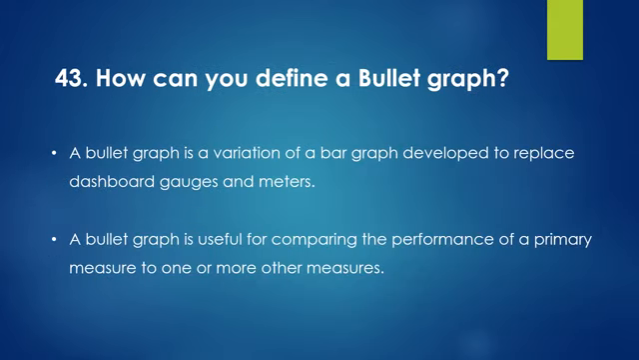How can you define a bullet graph? A bullet graph is a variation of a bar graph developed to replace dashboard gauges and meters. A bullet graph is useful for comparing the performance of a primary measure to one or more measures. For example, you have one primary measure and a secondary measure, and you want to compare between these two measures, then you will use a bullet graph.